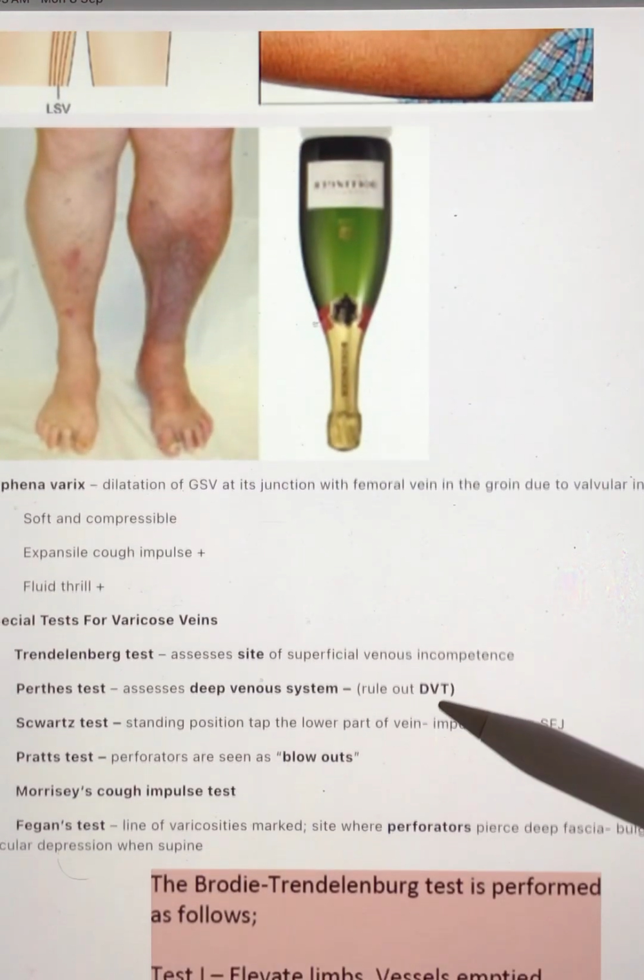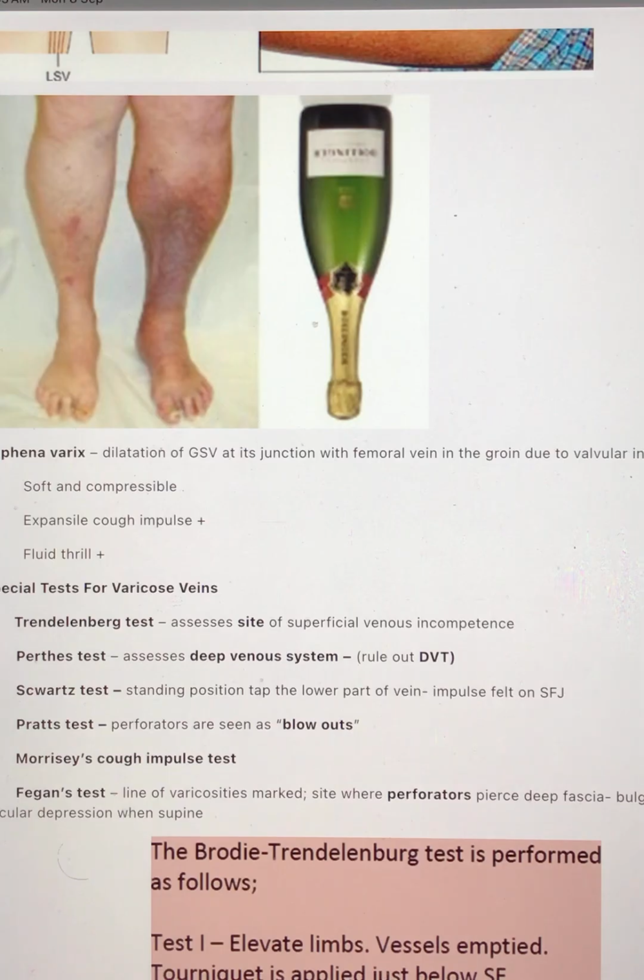Special tests for varicose vein. What is the Trendelenburg test? It assesses the site of superficial venous incompetence. Perthes test assesses the deep venous system. Schwartz test: in standing position, tap the lower part of the vein and feel the pulse at the saphenofemoral junction. Pratt's test: perforators seen as blowouts. Morris cuff test, simple fingers.